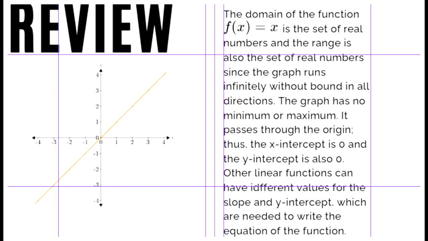The graph has no minimum or maximum. It passes through the origin. Thus, the x-intercept is 0 and the y-intercept is also 0. Other linear functions can have different values for the slope and y-intercept, which are needed to write the equation of the function.